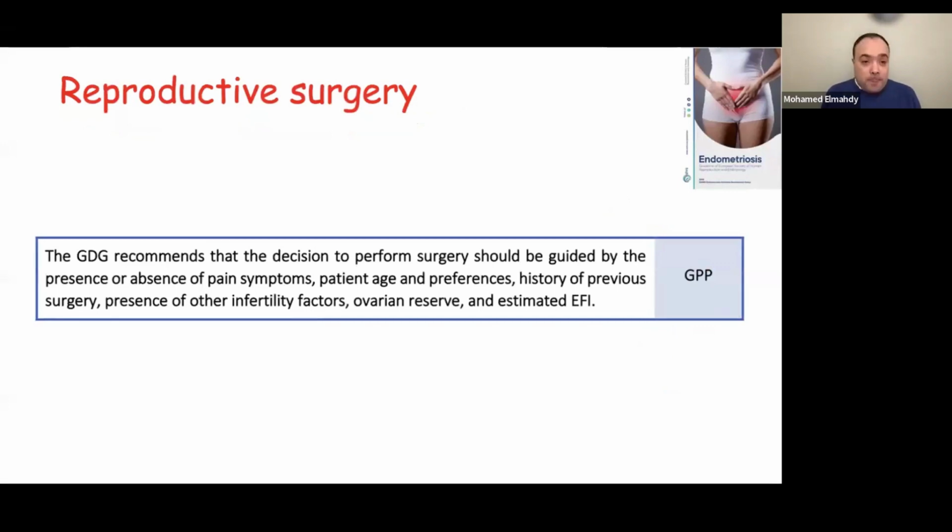Regarding reproductive surgery, the guideline development group recommends that the decision to perform surgery should be guided by the presence or absence of pain symptoms, patient age, preferences, history of previous surgery, presence of other infertility factors such as male factor or tubal factor, ovarian reserve, and estimated endometriosis fertility index.